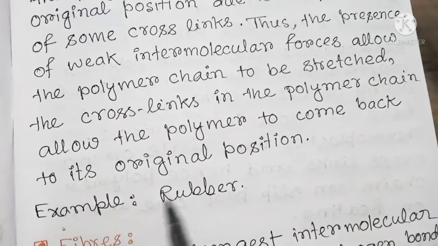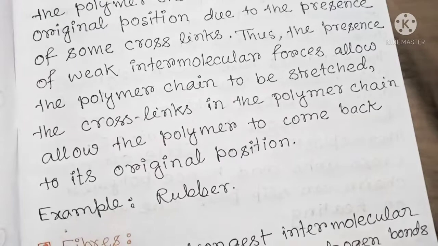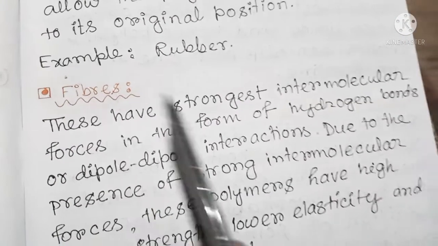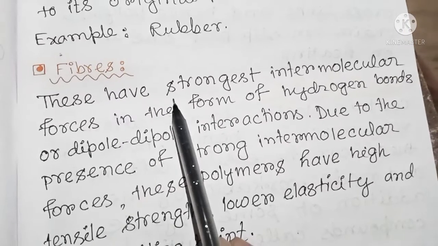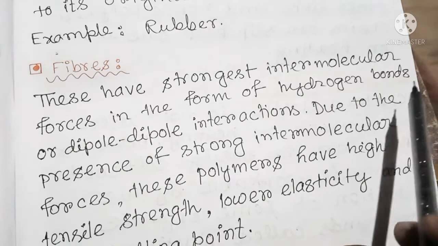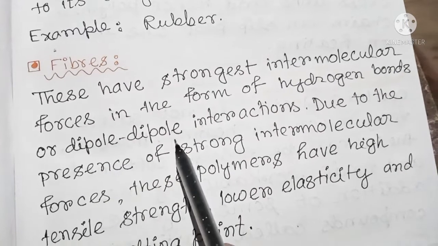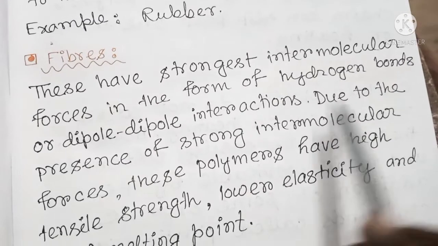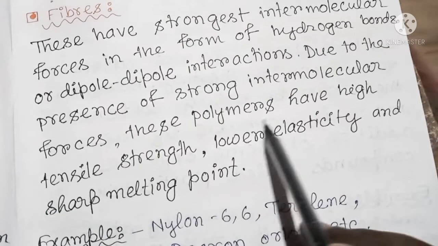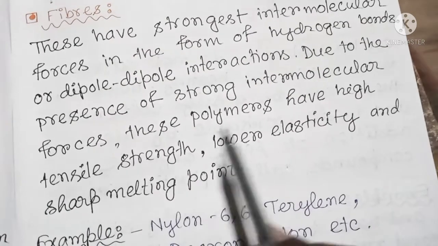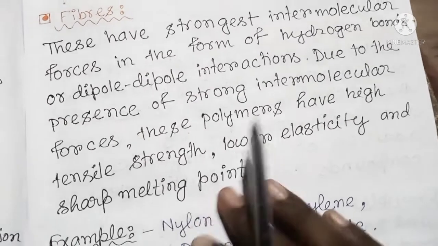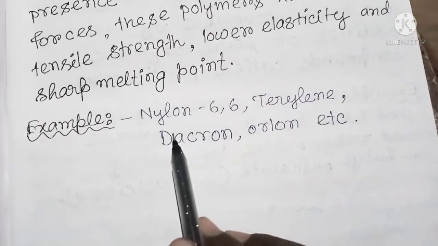The other polymer is fibers. These have the strongest intermolecular forces in the form of hydrogen bonds or dipole-dipole interactions. Due to the presence of strong intermolecular forces, these polymers have high tensile strength, lower elasticity and sharp melting point. Examples of fibers are nylon 66, terylene, dacron, orlon, etc.